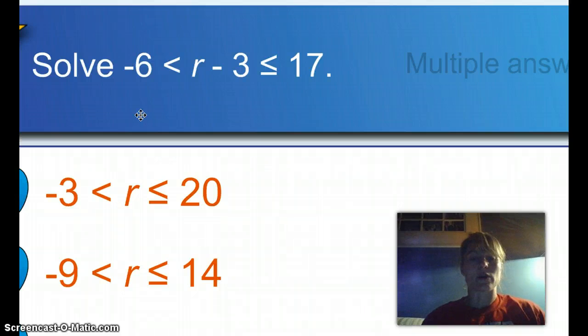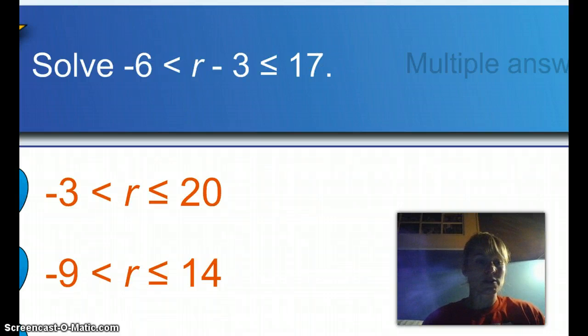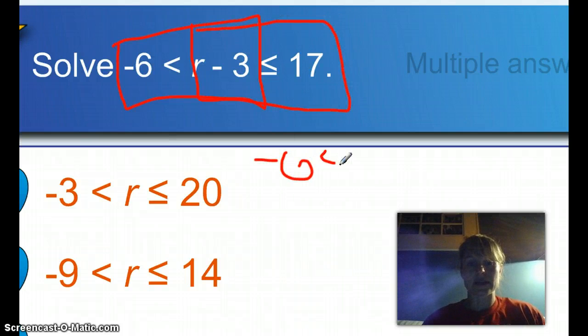You're going to do a little bit of problem solving tomorrow with compound inequalities like this. And what we do with this is we are going to separate it into two problems. This becomes a problem here, and then this becomes a problem here. So I'll have -6 is less than r minus 3. So we treat that as one problem.